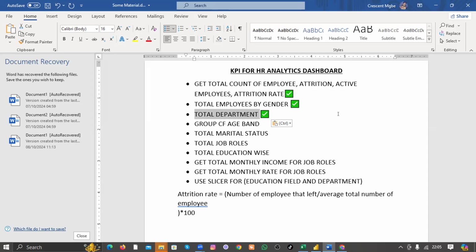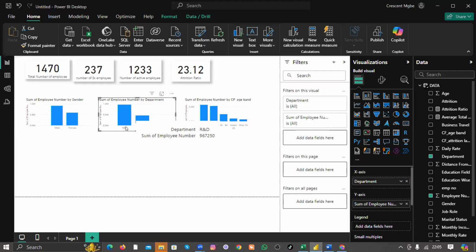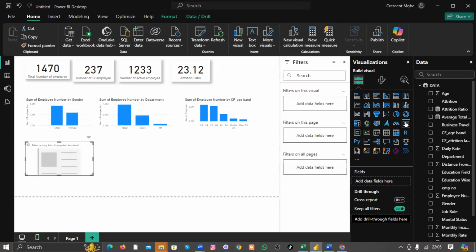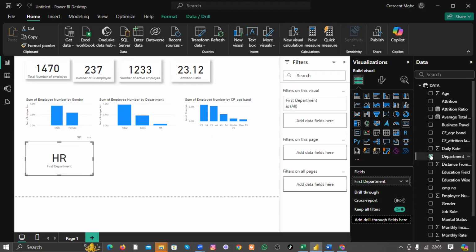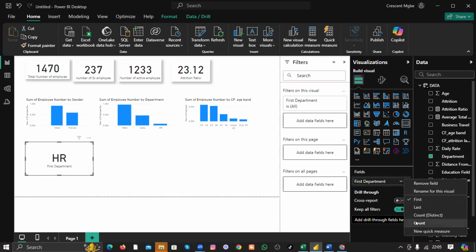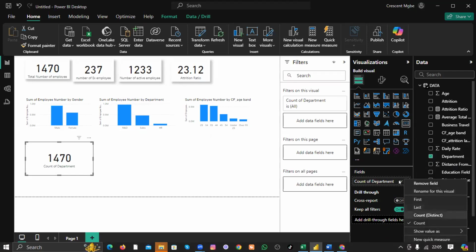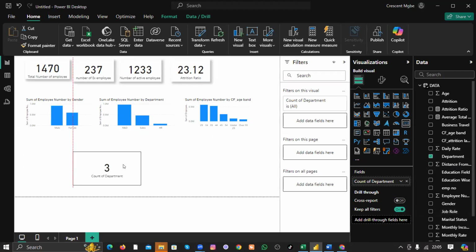You already know that you have 3 departments, HR and all that. Even from here, if you want to know only the department, you can see clearly that you have 3 departments: HR, sales, and this. So if you want just the total departments, you bring your card, put departments inside, and change it to count. It's just 3 departments.